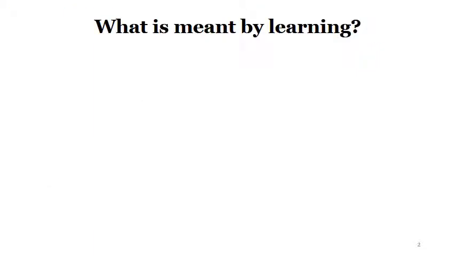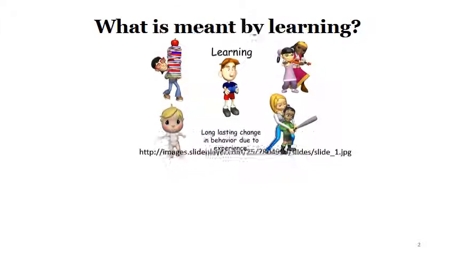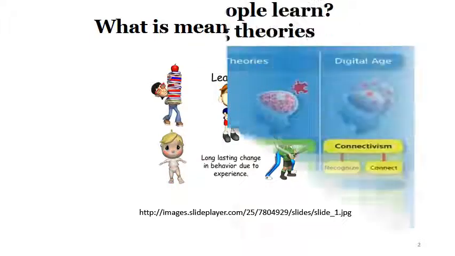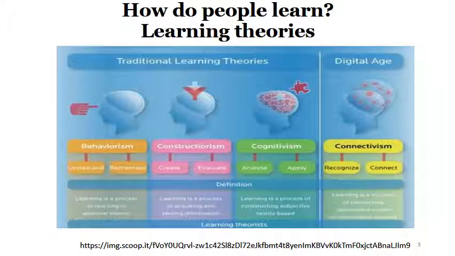What is meant by learning? According to Richard Mayer, learning is the relatively permanent change in a person's knowledge or behavior due to experience. How do people learn? Nobody knows, but there are several learning theories.